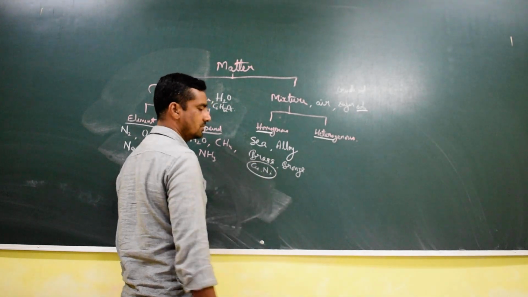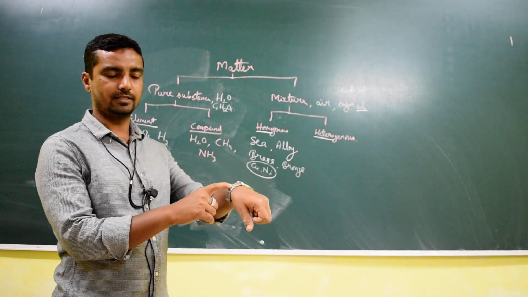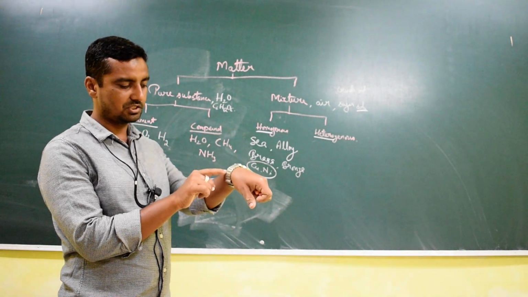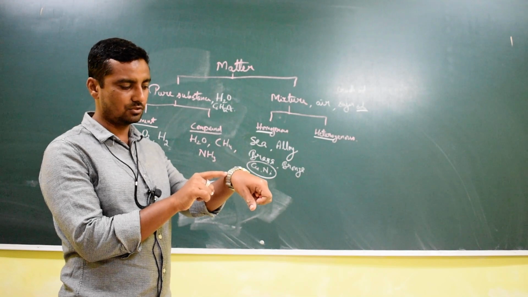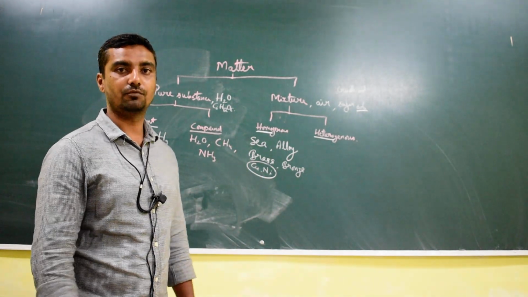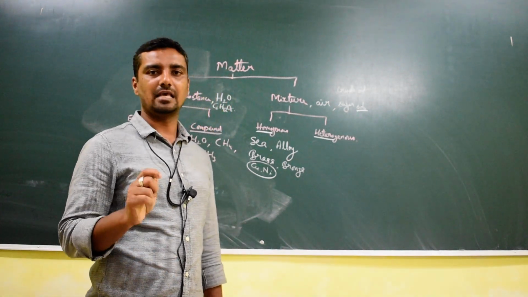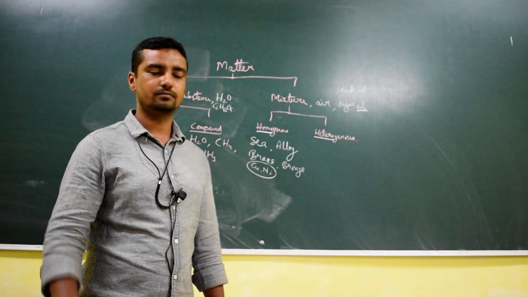The composition of this one, if we assume it's an alloy, what happens? If we take the concentration of this part and this part, the concentration is almost the same, right. That one we call an alloy. It is a mixture which contains the same constituent particles throughout, right.